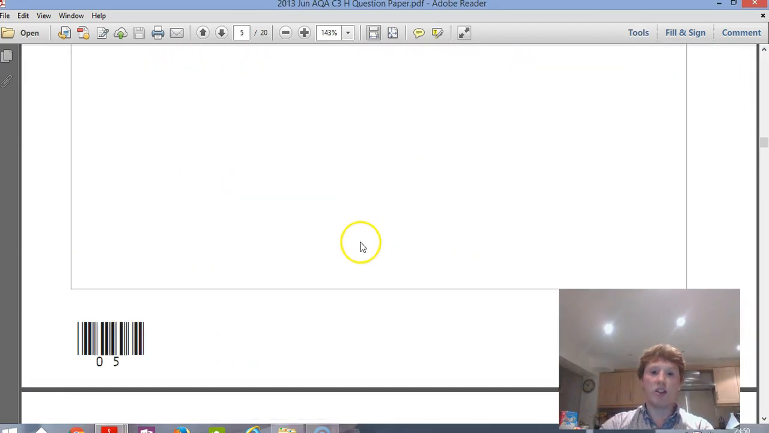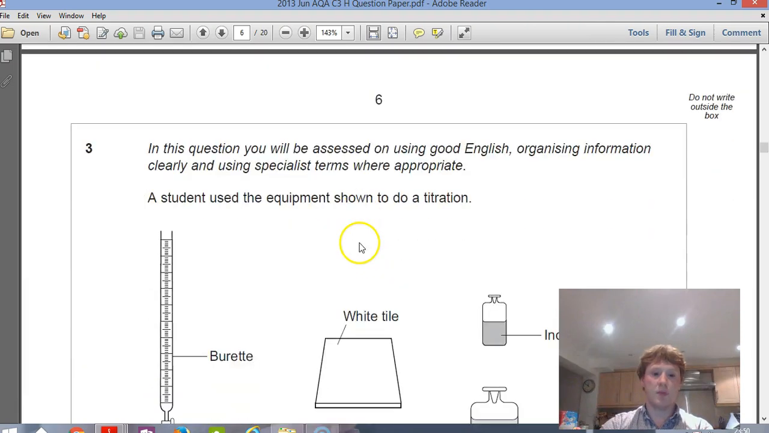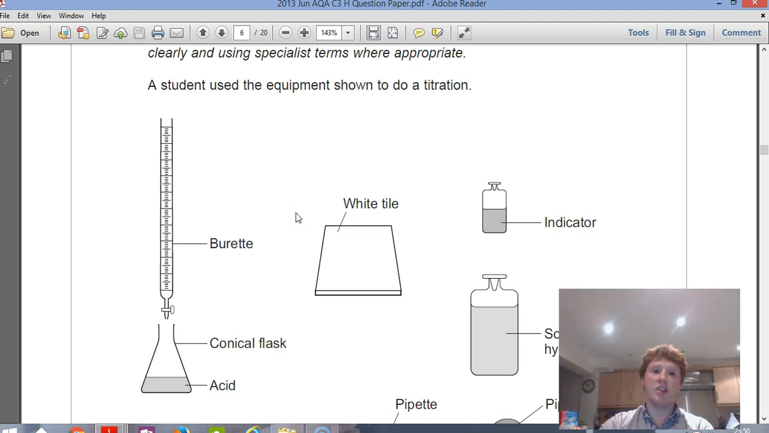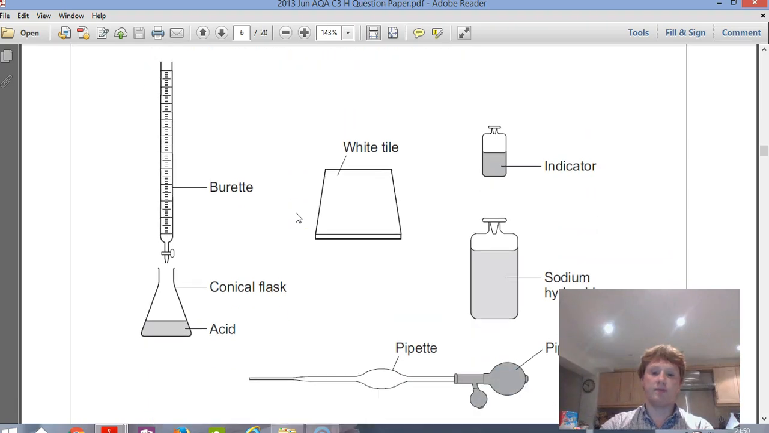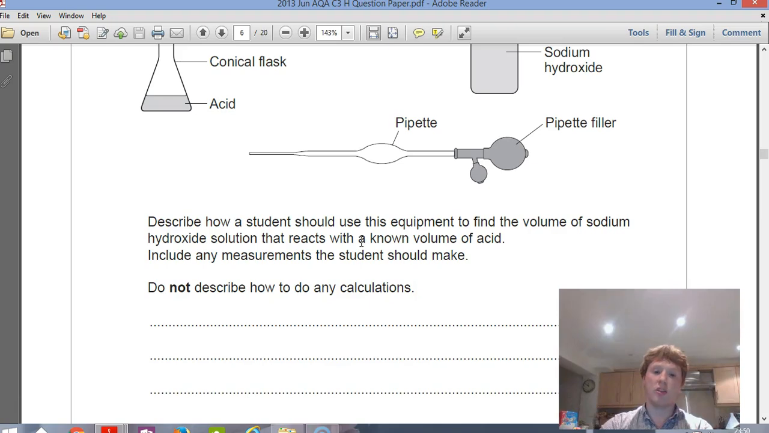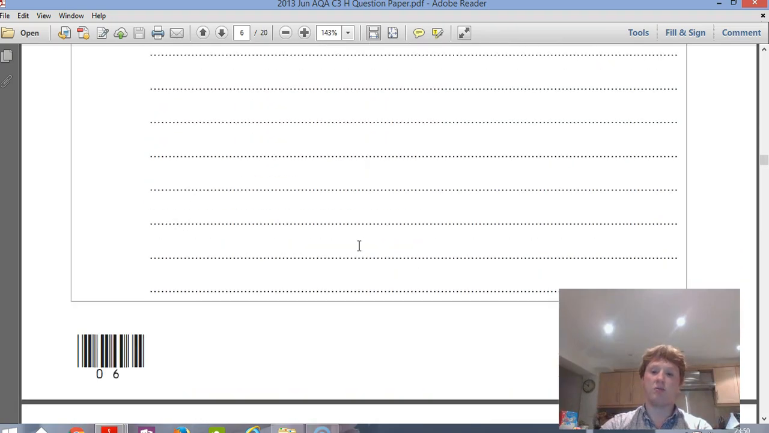Right, on to question 3. Oh, it's the 6 marker. A student used this equipment to do a titration: burette, flask, acid, white tile, indicator, sodium hydroxide, pipette. Describe how a student should use this equipment to find the volume of sodium hydroxide solution that reacts with a known volume of acid. Include measurements. Do not describe how to do calculations.